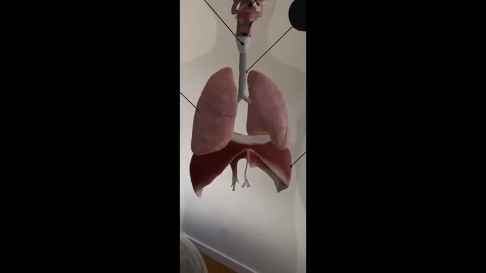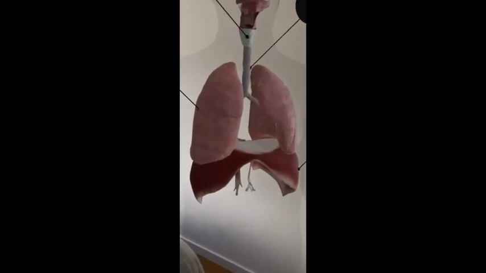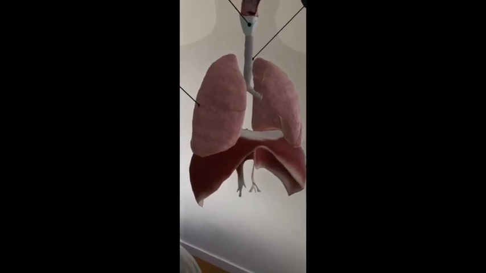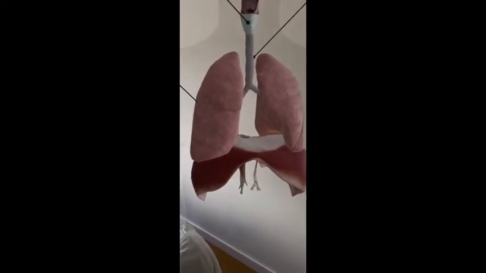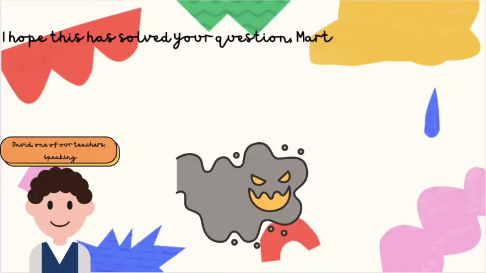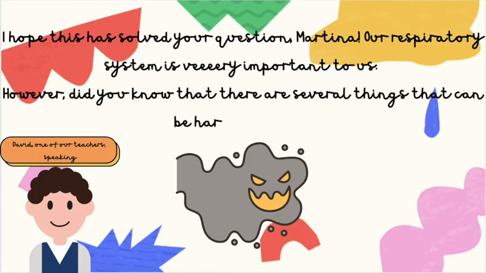The air during inhalation travels through the different parts we have explained before, in that order, and does the same path backwards during exhalation. I hope this has solved your question, Martina. Our respiratory system is very important to us.